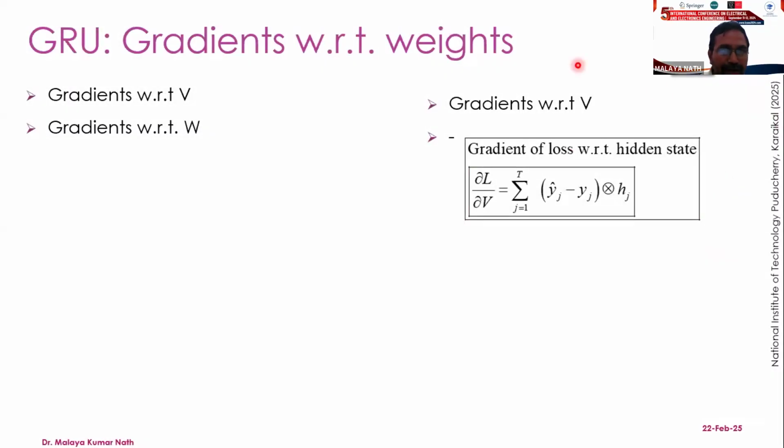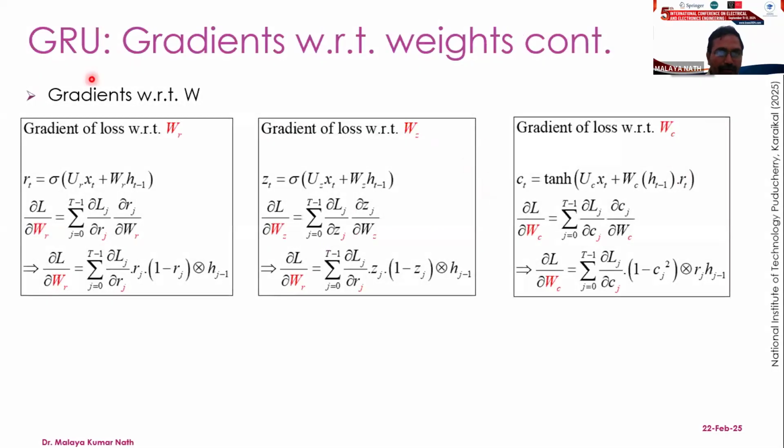So now we have to calculate the gradient with respect to W and the gradient with respect to V. If we calculate the gradient with respect to V, that will be nothing but the derivative of loss with respect to V, which is represented as the sum from j equal to 1 to the total number of time steps, or layers, of (yj hat minus yj) into h of j. So now the gradient with respect to W has to be computed. There are three W's present: one is called Wr, Wz as well as Wc. So now we have to calculate the gradient of loss with respect to Wr. How will it be computed?